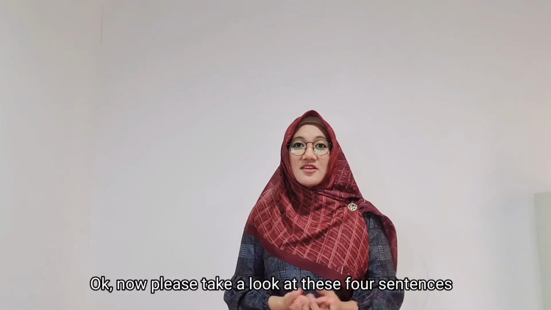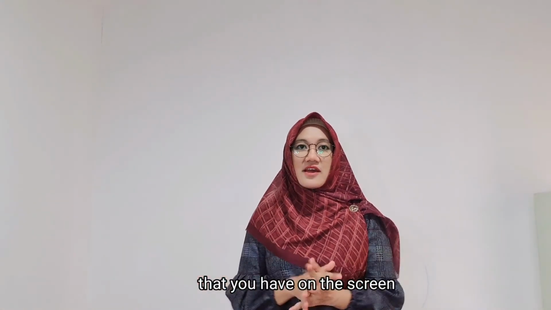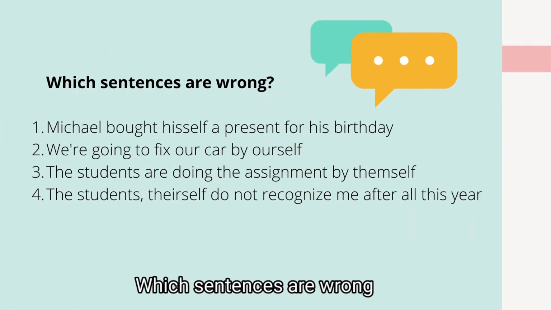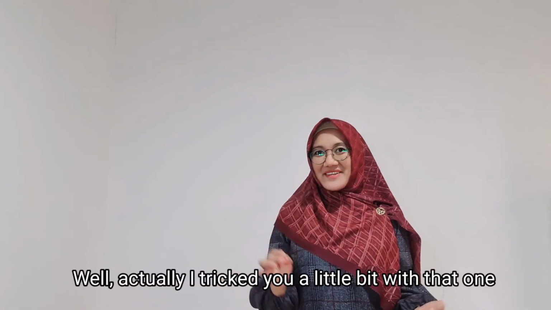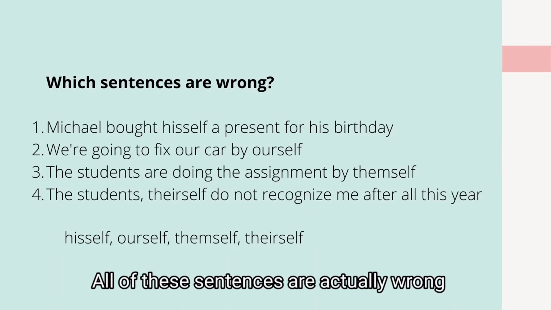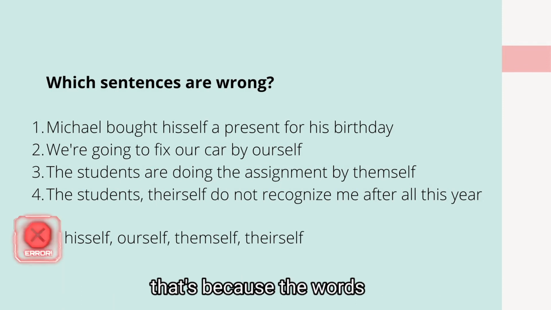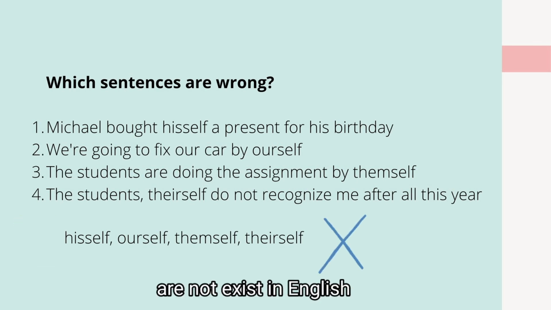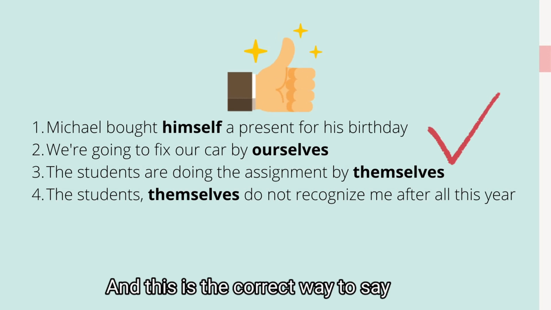Okay, now please take a look at these 4 sentences that you have on the screen. Which sentences are wrong? Well, actually, I tricked you a little bit with that one. All of these sentences are actually wrong. That's because the words hisself, ourself, themself, and theirselves do not exist in English. And this is the correct way to say it.